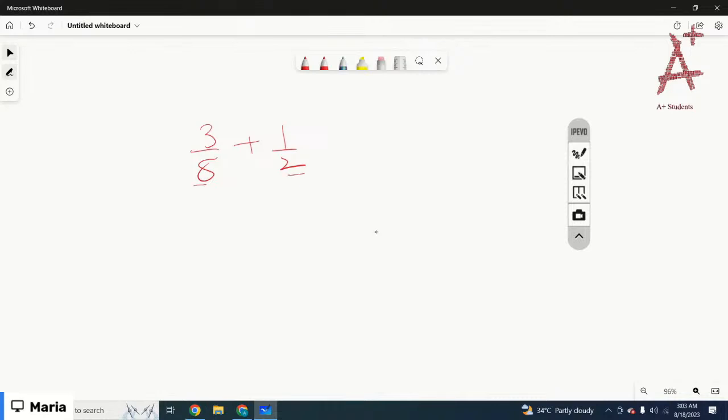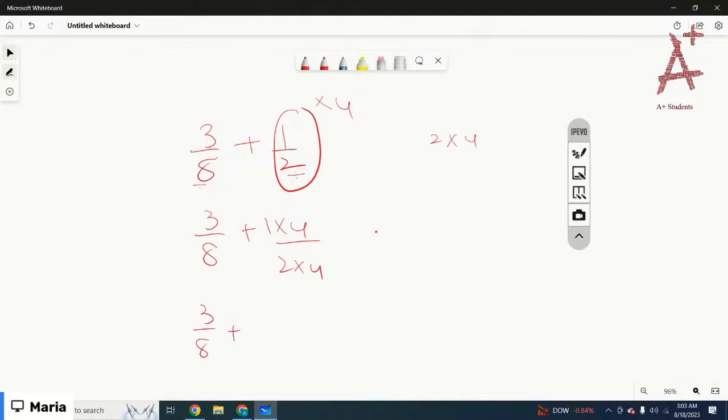Here you have 2 and here you have 8, right? 2 is the smaller number. We can make the smaller number equal to 8, right? So 2 times what number is 8? 2 times 4 is 8. That means you have to multiply this fraction by 4, right? Multiplying a fraction means the numerator and denominator as well. Let's multiply with 4. 1 times 4 divided by 2 times 4. So it would be 3 over 8 plus 4 times 1 is 4 and 4 times 2 is 8. So it would be 3 over 8 plus 4 over 8, right?